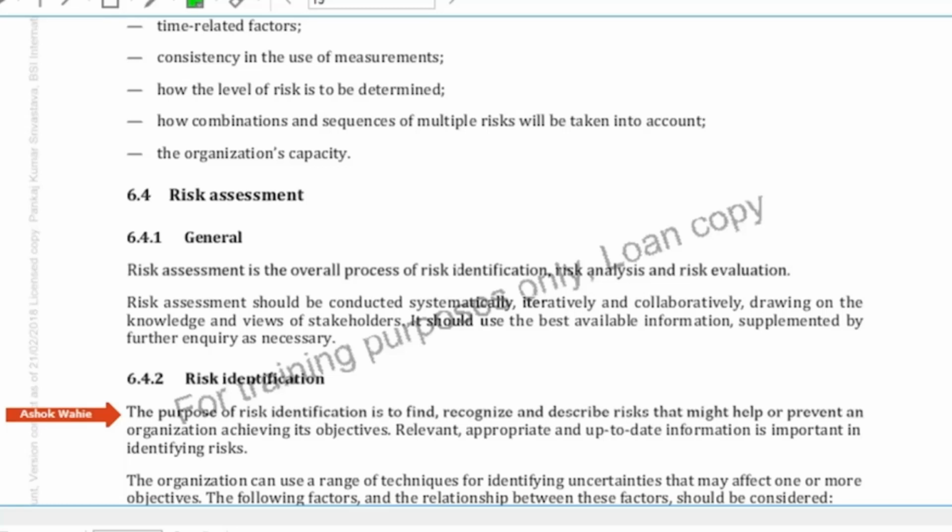Most important, relevant, appropriate, and up-to-date information is important in identifying a risk. Where did I get to know that this uncertainty could happen? Where did I get this information from? What is the quality of this information? Is it accurate? What was the source of this information? That is very important. Then read the next paragraph.